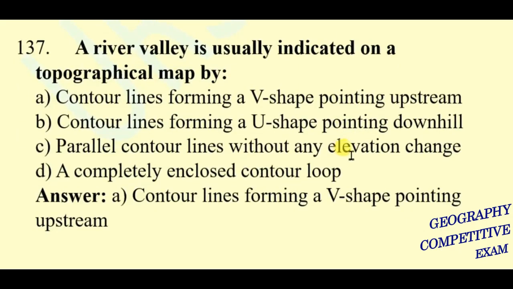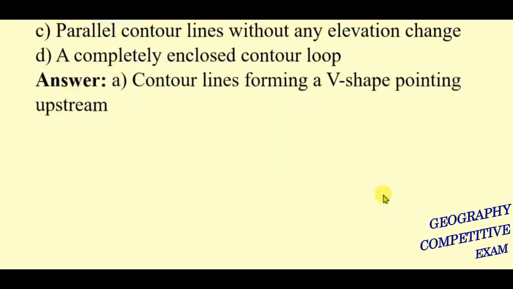Question 137. A river valley is usually indicated on a topographical map by contour lines forming a V shape pointing upstream, contour lines forming a U shape pointing downhill, parallel contour lines without any elevation change, a completely enclosed contour loop. Here the right answer will be contour lines forming a V shape pointing upstream, meaning the V point is towards the upstream.